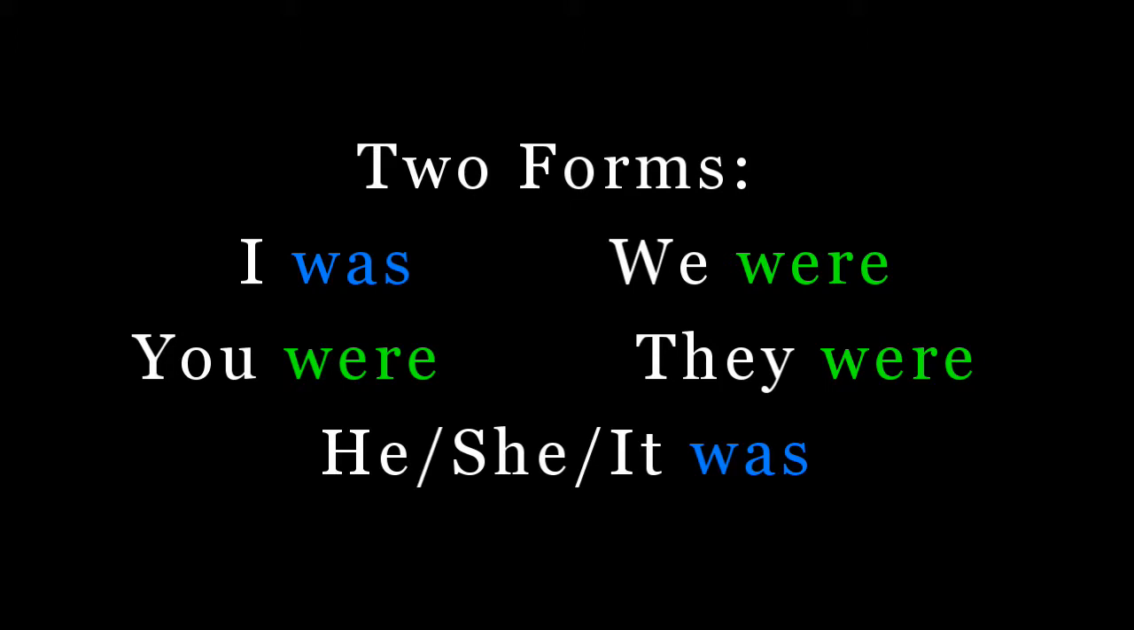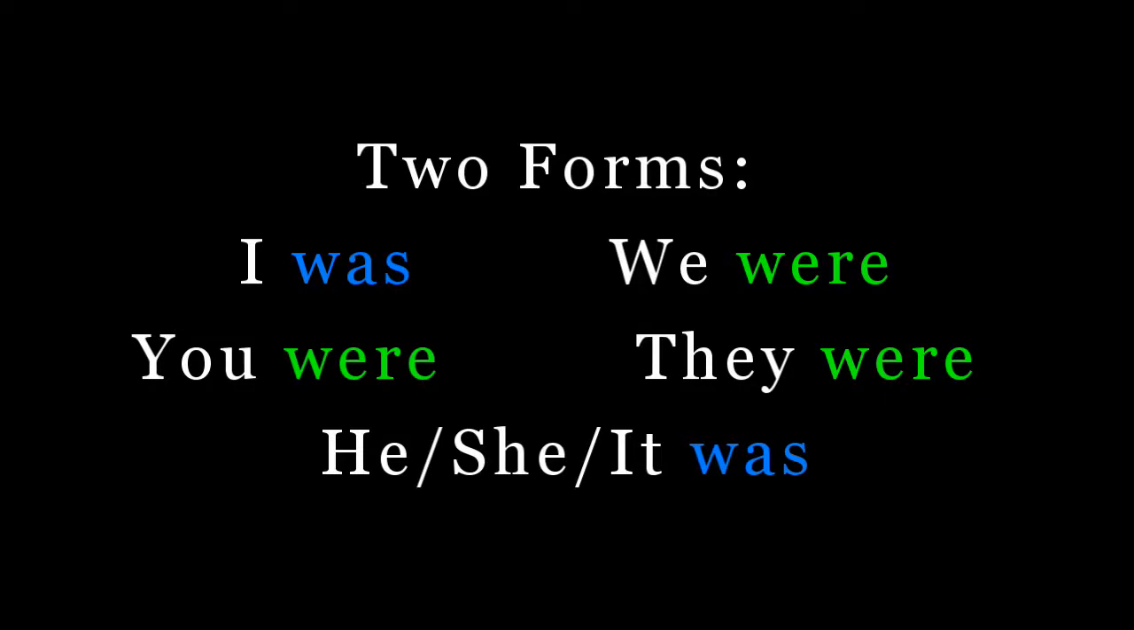Hier haben wir nur zwei Formen von sein in der einfachen Vergangenheit, was oder were. All other verbs in the past simple have one form. Drive, drove, eat, ate, play, played, work, worked. So here we have was or were. Alle anderen Verben in der einfachen Vergangenheit haben nur eine Form wie work, worked, play, played, drive, drove, eat, ate, etc. Hier haben wir zwei Formen, was oder were. So I was, ich war. You were, du warst. He, she, it was, er, sie, es war. We were, wir waren. They were, sie waren.